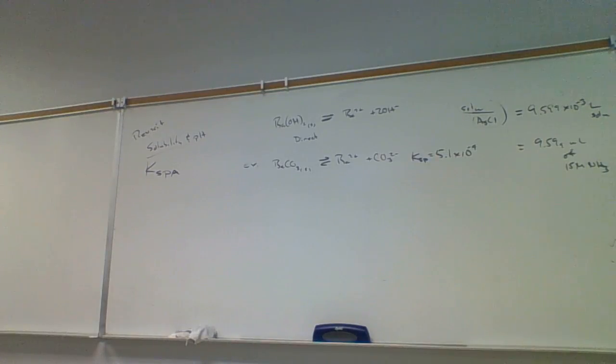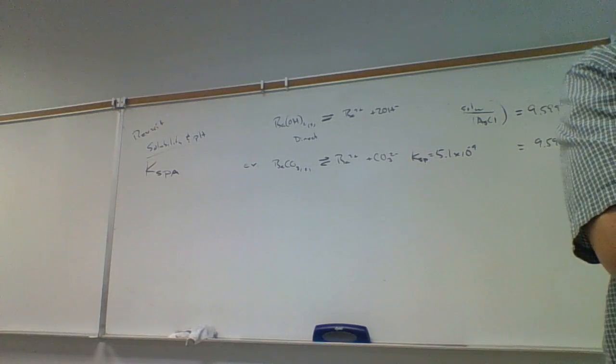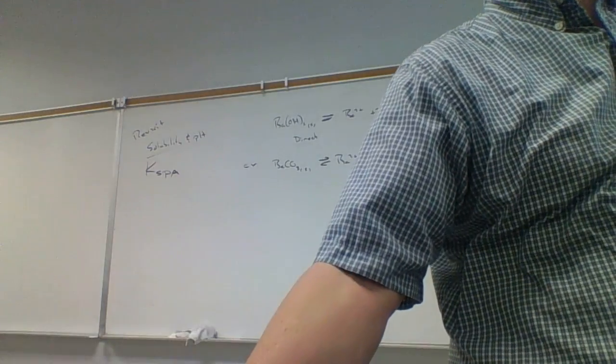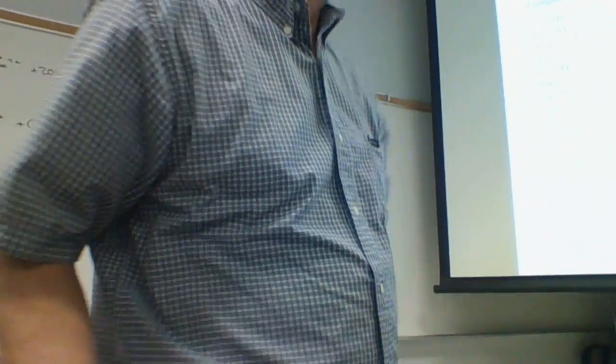Look at it. Cyanide's 10 to the 18. Cyanide's the best. Cyanide would be the best complexing agent, but there's a problem with cyanide. The problem with cyanide is it's so toxic. So we don't want to use cyanide, even though it's the best. So let's use the next best. So what's the next best?